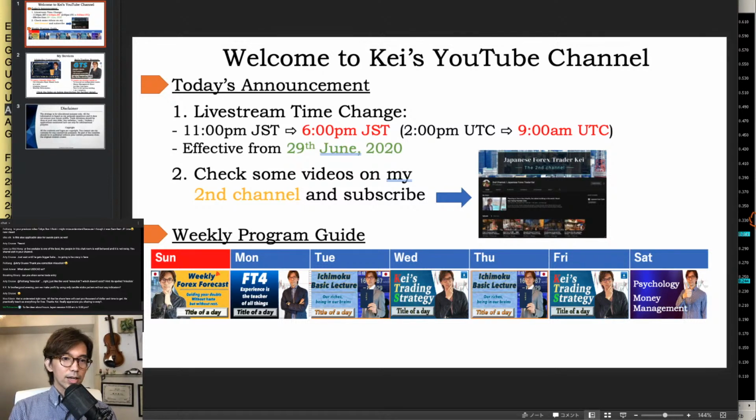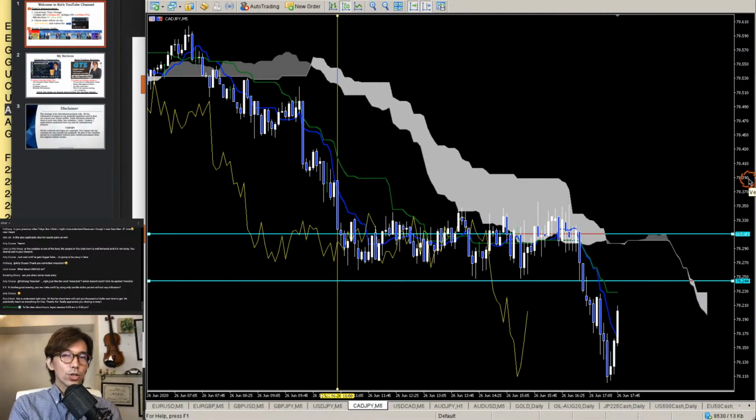USD CAD is not a JPY cross, so I wouldn't apply this Tokyo Box breakout strategy.